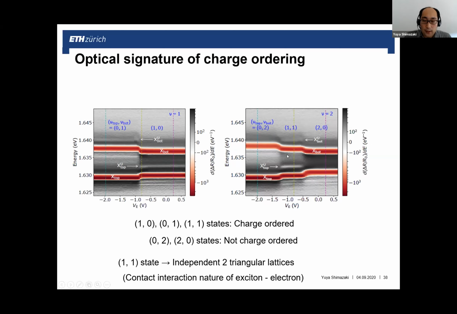Interestingly, we don't see the Umklapp scattered resonances for the 0-2 filling case or the 2-0 filling case, but we see them for the 1-1 filling case. So it might be that the 0-2 or 2-0 state is not charge ordered. And the energy splitting here is close enough to the 1-0 case and the 0-1 case, so this tells that the 1-1 state most likely just behaves as independent triangular lattices.